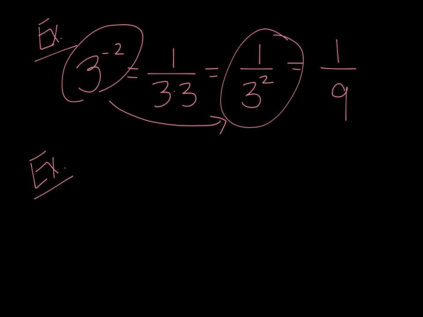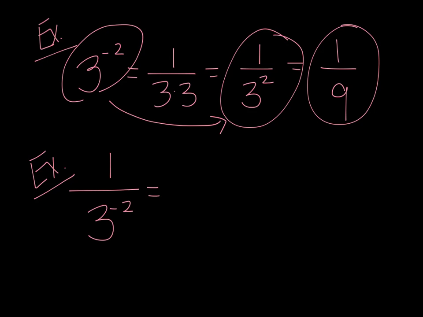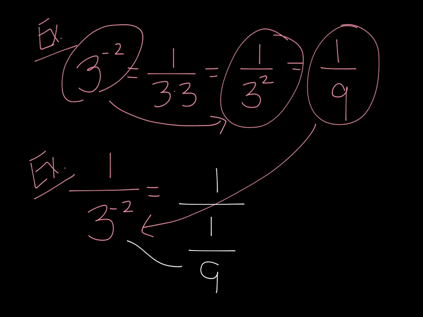Well, what if we had something like 1 over 3 to the negative 2? Now I'm starting with that negative exponent in the denominator already. Does that mean I don't need to move it? Well, let's see what ends up happening with the math. Ms. Alman, do we already know 3 to the negative 2? Yes, it's 1 over 9. 3 to the negative 2 is something we already know. We know that this is 1 over 9. So there's my 1 over 9 that I replaced my 3 to the negative 2 with.